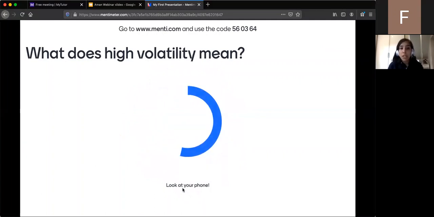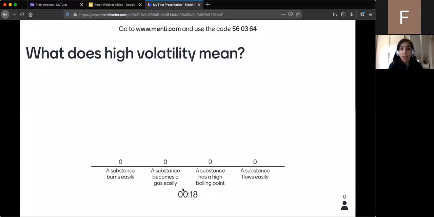The first question is, what does high volatility mean? The answers are going to come up on the screen now. For those of you that aren't in the quiz, you should be able to see them on the screen. Does high volatility mean that a substance burns easily, a substance becomes a gas easily, a substance has a high boiling point, or a substance flows easily? If you can't join the quiz, you can send the answer in the question box.